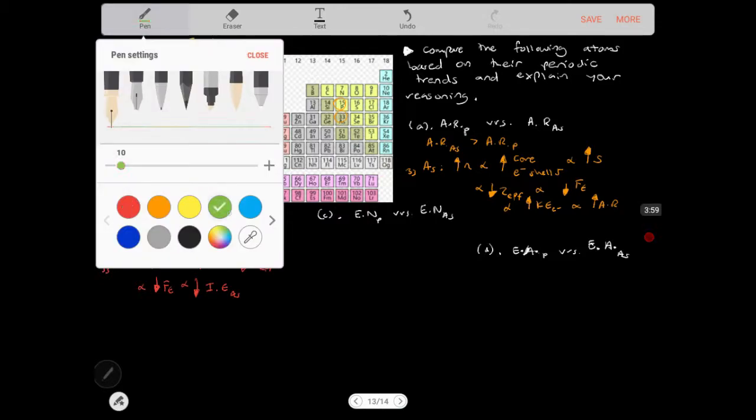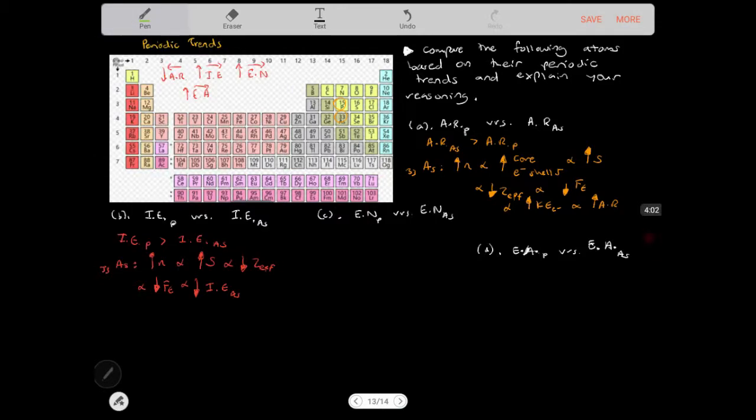Let's take a look at electronegativity of phosphorus versus electronegativity of arsenic. Once again, electronegativity also increases to the right and up a group. So as a result, because arsenic is one group below phosphorus, the electronegativity of phosphorus should be greater than the electronegativity of arsenic. So we looked at arsenic here, 33. As the shell number increases, the shielding effect increases.